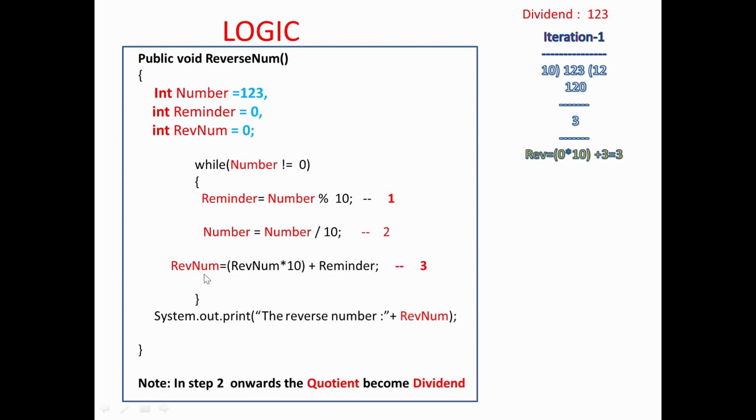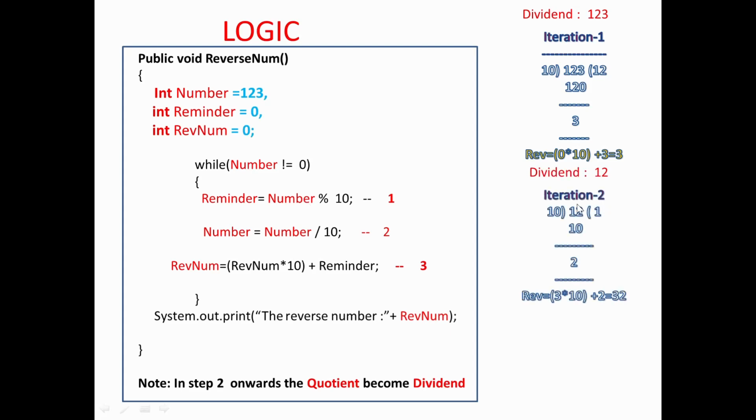And in the third statement, reverse number equal to reverse number times 10 plus remainder. What is the reverse number initially? 0. 0 times 10 is 0, plus remainder. What is the remainder in the first iteration? 3 is there. That 3 is assigned here. It will be calculated like this: reverse number equal to 0 times 10, 0 plus 3. The final output is 3. This 3 is held in the reverse number. Initially it is 0, now it becomes 3. The first iteration is completed. Now the second iteration will start.